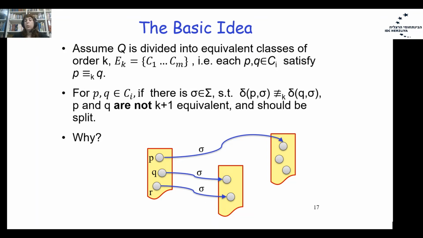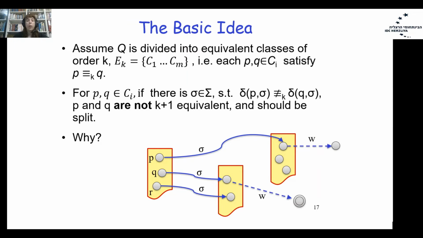Let's take two states P and Q belonging to the same class Ci and satisfying the condition that P is K equivalent to Q. For P, Q belonging to Ci, let's assume there is a single letter sigma in the alphabet such that delta(P, sigma) is not K equivalent to delta(Q, sigma), that means that we are moving to different classes. Then P and Q are not K plus 1 equivalent, and they should be split.